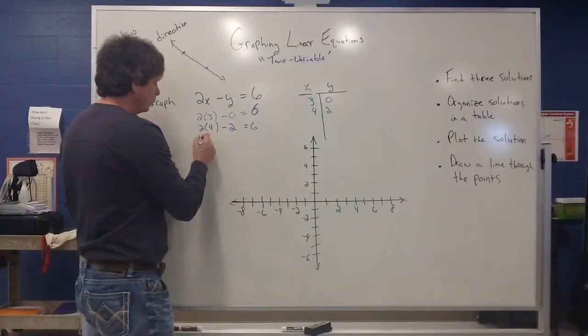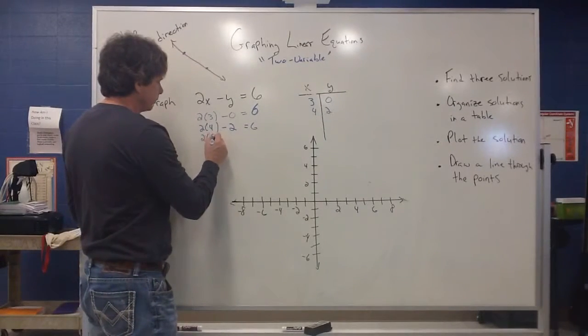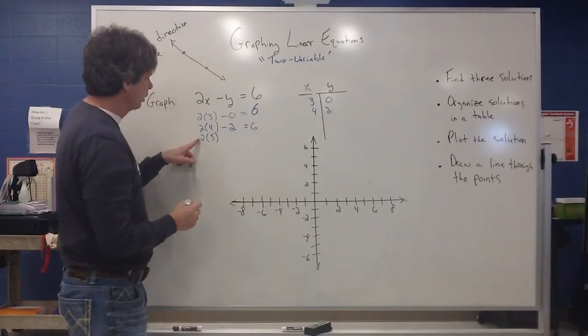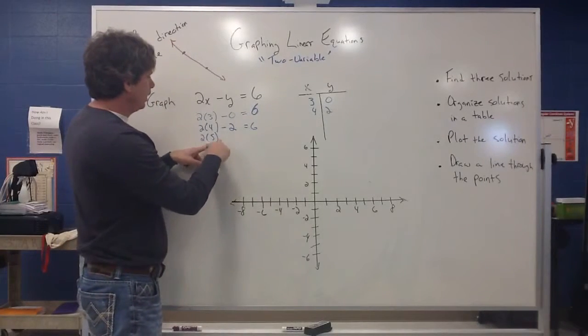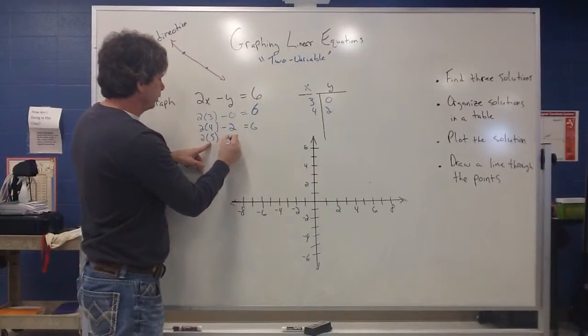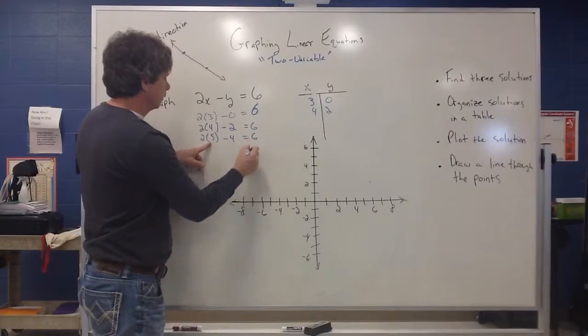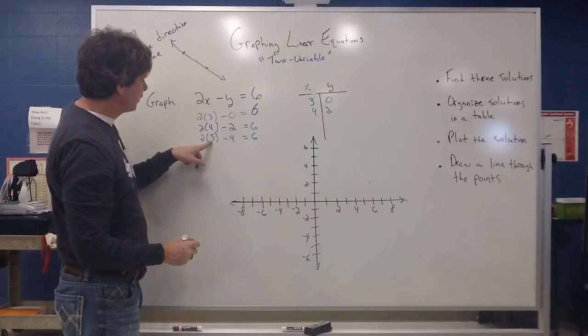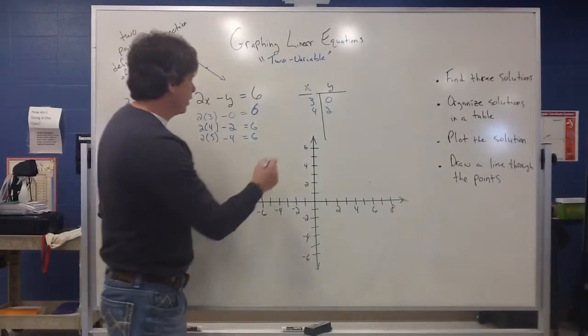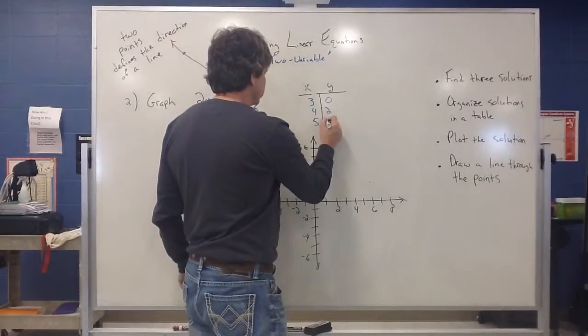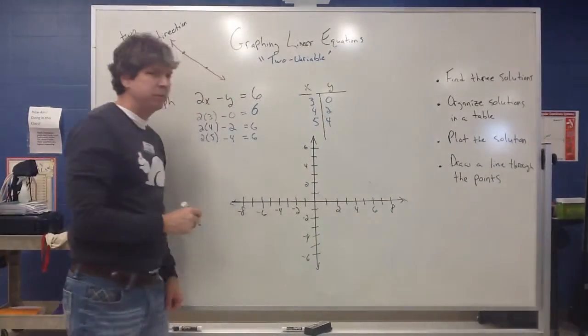Well, I may as well see what happens here. Just pick 5 then. 2 times 5 is 10. 10 minus what number gives me 6? Well, 10 minus 4 would give me 6. So that means I picked x to be 5 and y was 4. So 5, 4 would also be a solution. So I've achieved my goal.